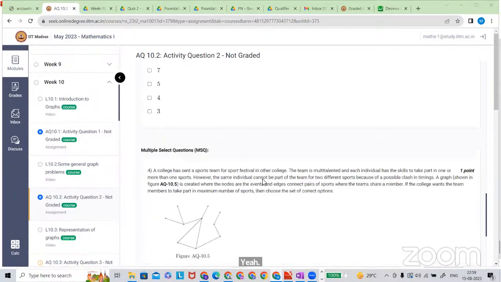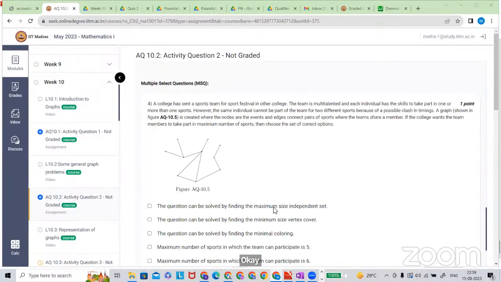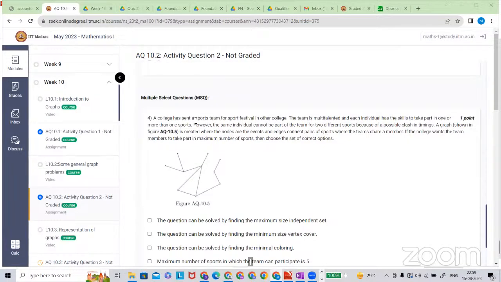Answer question number 4. Question number 4 is asking about an independent set. The question can be solved like this. In a college we sent a sports team to a sports festival in another college. The team is multi-talented. Many students are skilled in different sports. However, the same individual cannot be part of the teams of two different sports because of possible clashes in the timing. A graph is shown here.